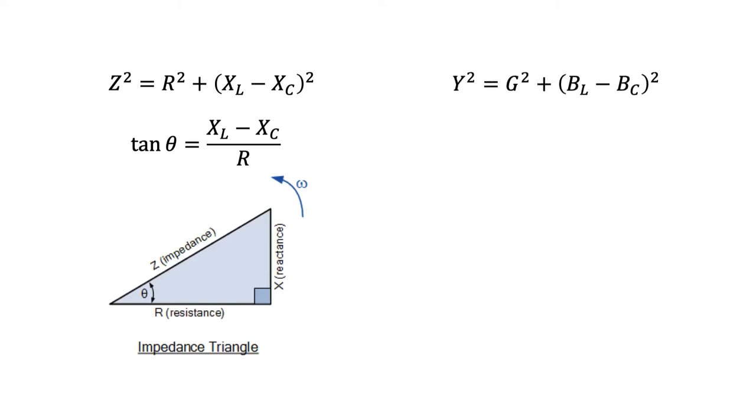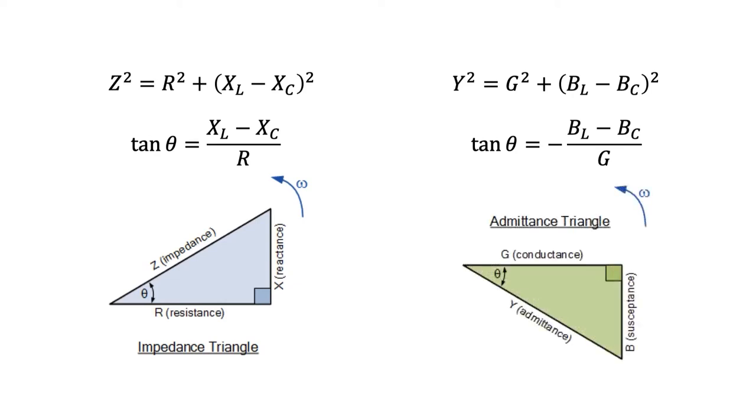By inspection or comparison, we obtain the expression for the phase angle to be equal to the given expression with a negative sign. This negative sign is due to the fact that when we take the reciprocal of the reactances, the imaginary number becomes negative since 1 over j equals negative j. We can then depict the admittance triangle as shown, where the hypotenuse is the admittance, the adjacent side is the conductance, the opposite side is the susceptance, and the phase angle is between the admittance and the conductance.